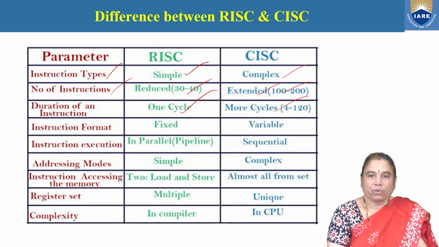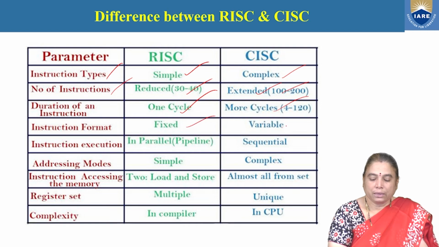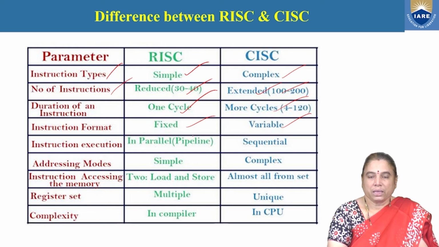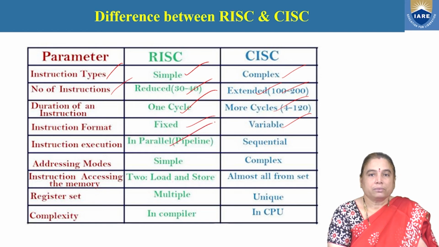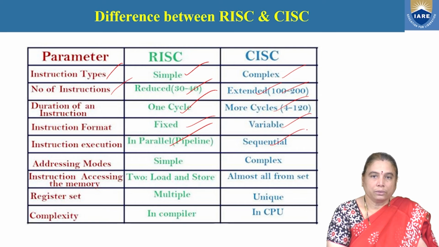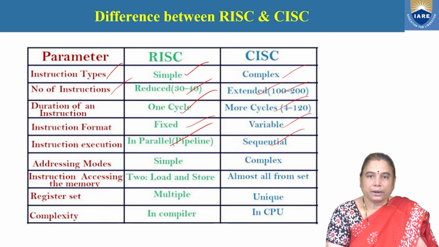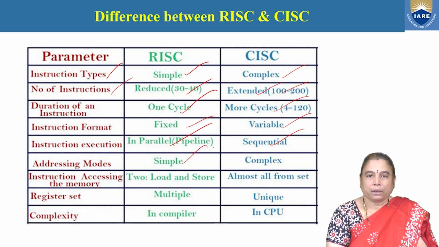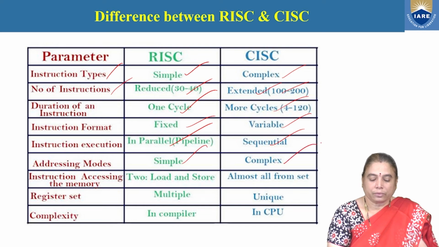Next, instruction format is fixed, but here variable. Next parameter is instruction execution. So, parallel instruction can be executed. The instruction pipeline can be available in the RISC. But in the CISC, it is a sequential execution of the instruction. Next, addressing modes can be simple in the RISC, but complex in case of CISC.